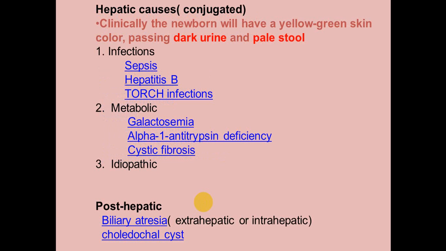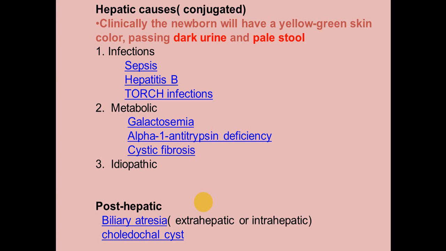What are the criteria of the conjugated bilirubin or the hepatic causes? Here, clinically, the color of the infant will be yellow to green hue. And when you ask in the history, the mother may say that he passed dark urine because of the presence of bile pigment, and pale stool.